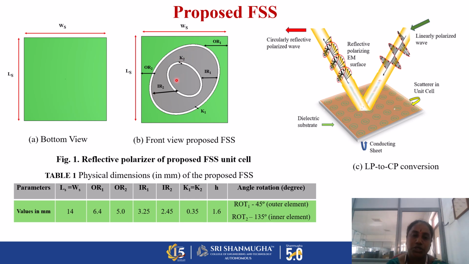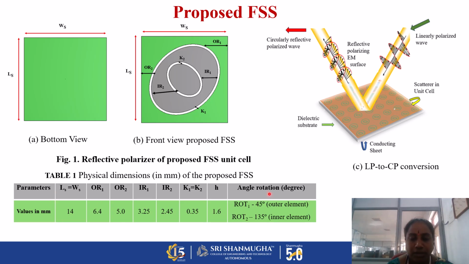In order to achieve the polarization conversion, we need to maintain a phase shift of 90-degree. Once we achieve the phase shift of 90-degree, the LP to CP conversion automatically takes place in the FSS. This is the general process of polarization conversion. For that, here we designed the elliptical FSS. The table represents the dimensions of the FSS.